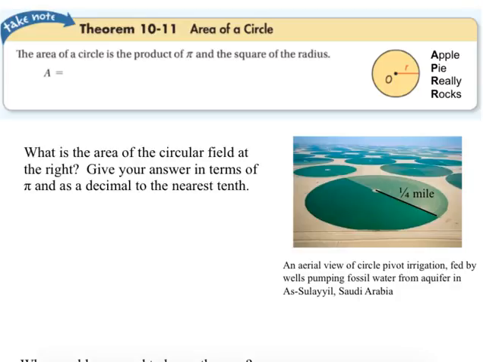So the area of a circle is the product of pi times the radius squared. So area equals pi r squared. And the way you can remember that is apple pie really rocks, because r times r is r squared.